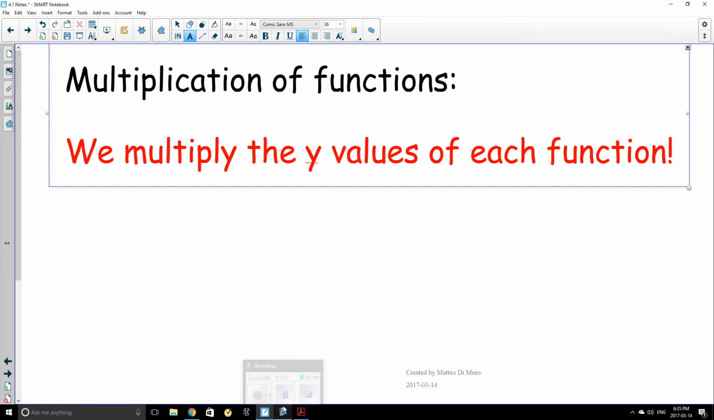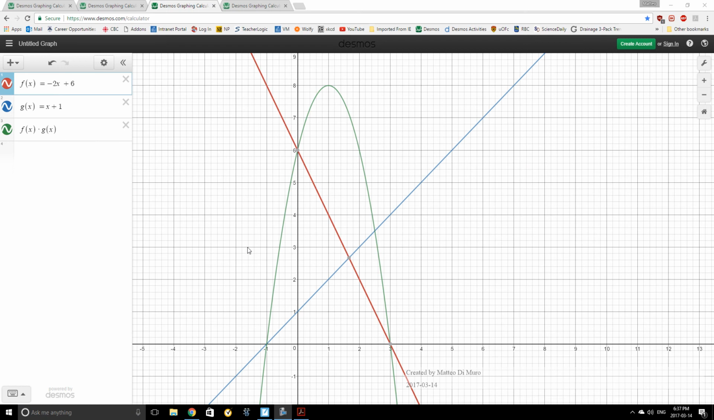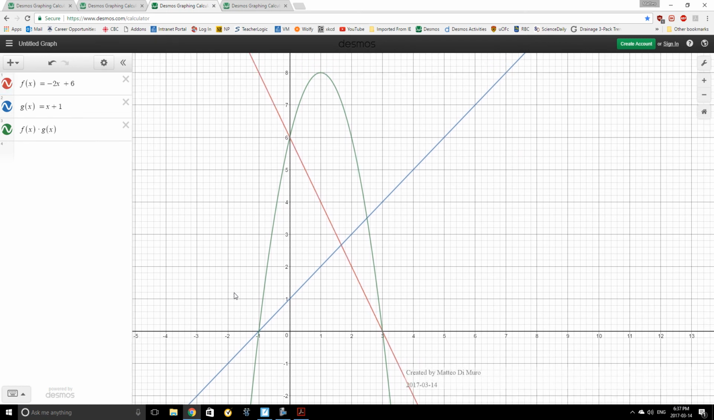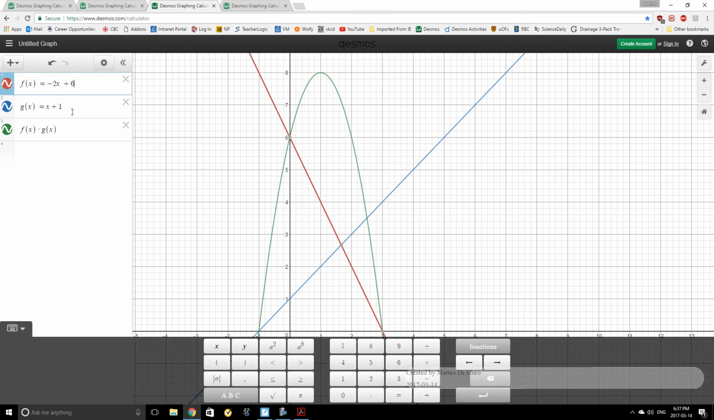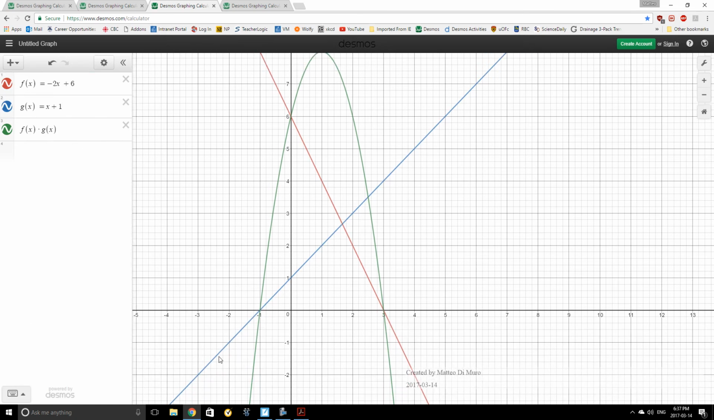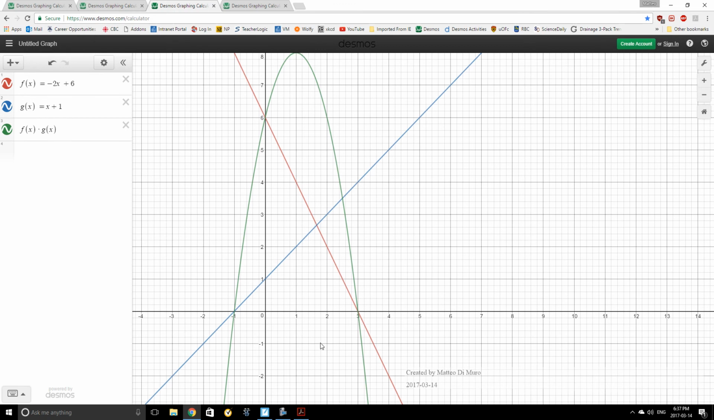so they don't have any restrictions on the domain. And in the new function, the one where we multiply them together, again, we have no restrictions on the domain. That's possible because the original functions don't have any restrictions. There is a restriction on the range because it's a parabola and it's opening down. You'd have to figure out your vertex point.